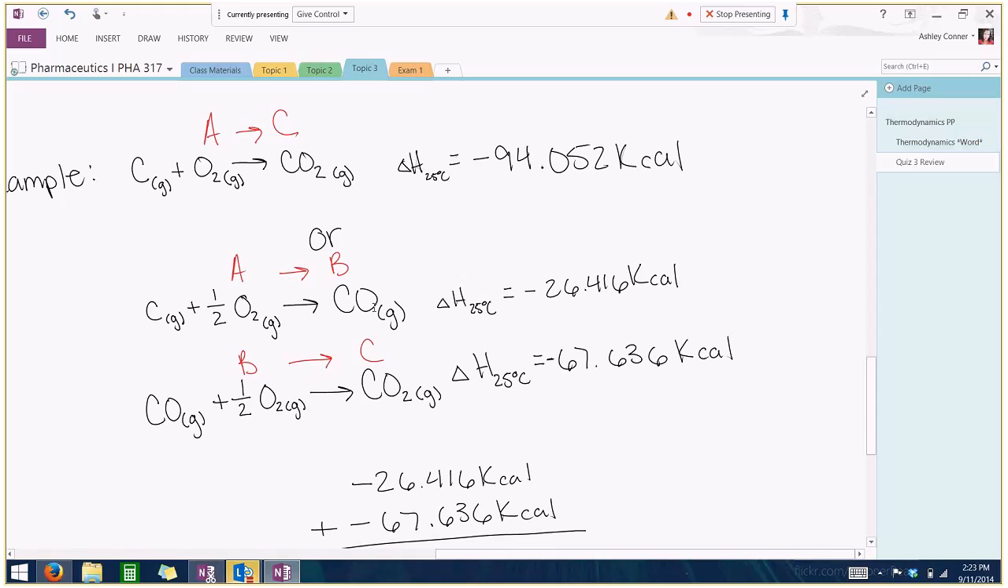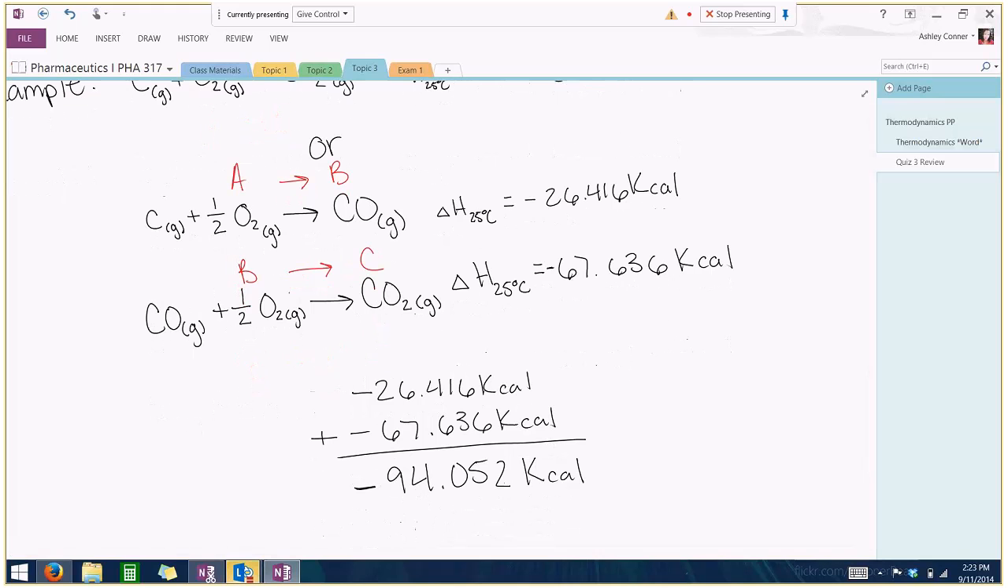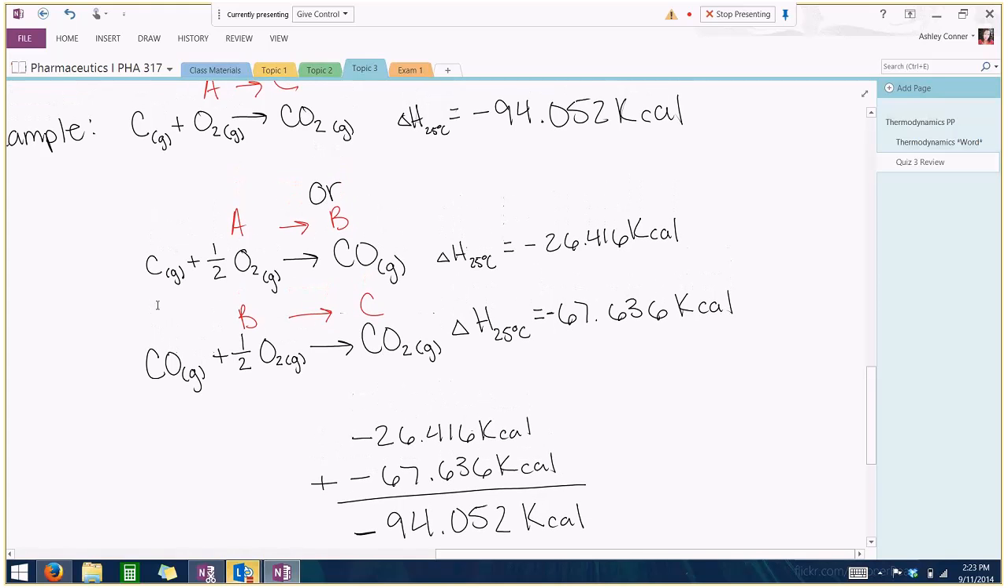So now we have CO, but we want to get to CO2. So you would add another half of O2, which would be one oxygen molecule, and that would get you from B to C. And going from B to C released this much heat right here, the 67.636. And when you add those together, you get the same answer as when you just went straight from A to C. So just pointing that out, in case anybody was confused with the fact that the heat of formation is the same no matter how many steps or how few steps you take, as long as the equation isn't different.